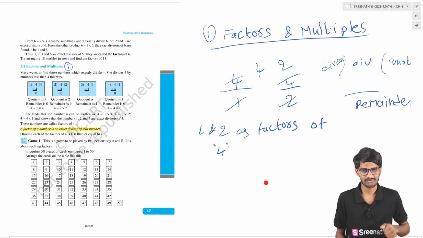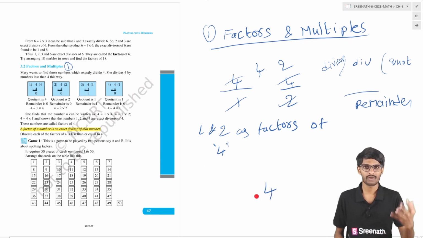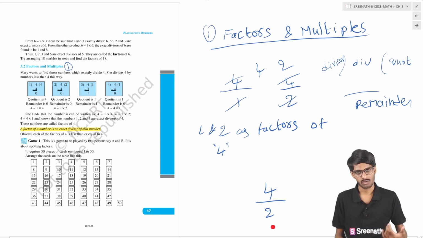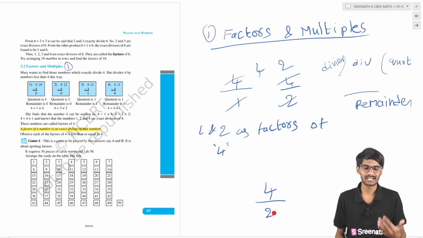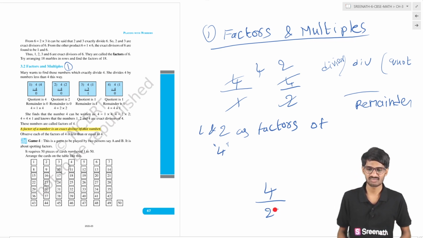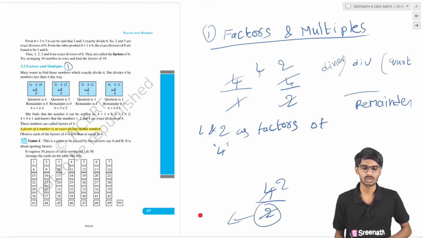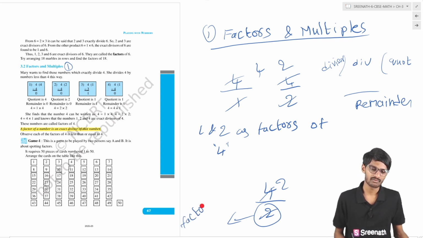Simply, if you want to find the factor for 4, you have to divide 4 with an exact divisor, that is 2 or 1 or like that. By dividing with that exact divisor, we are getting 0. That is the meaning of exact divisor. 2 2s are 4, and the remainder is 0. Then we call that exact divisor the factor of that number.